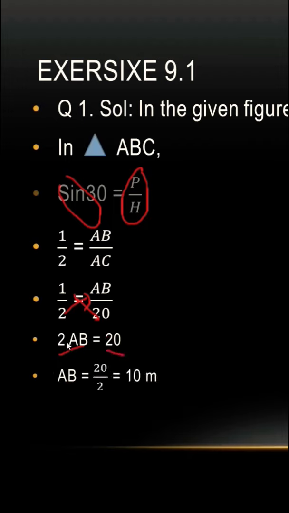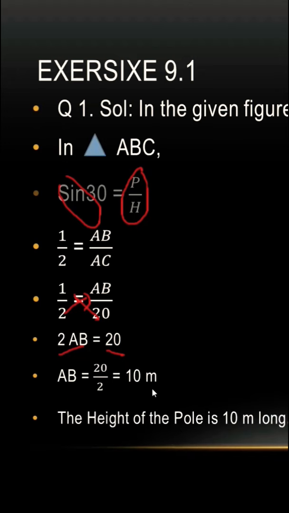So the 2 goes to the right hand side and we divide, like a fraction. 20 divided by 2 is 10 meters, since 2 into 10 will be 20. So 10 meters is the answer for AB. So the height of the pole is 10 meters long.